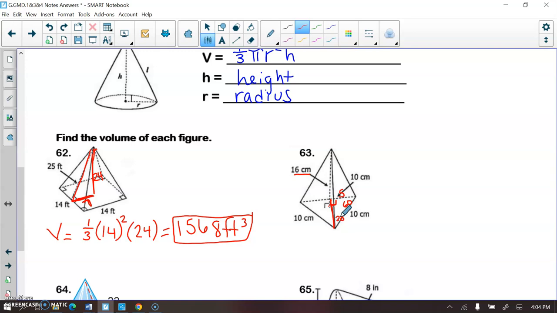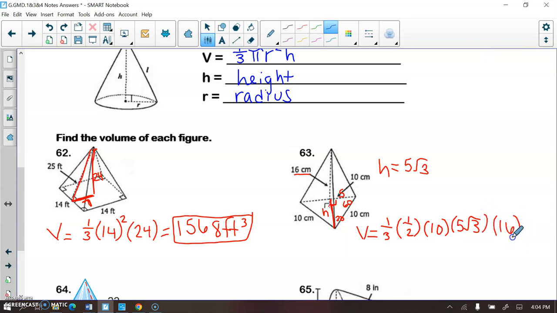So we have the side across from the 30-degree angle. I need the side that's across from my 60-degree angle. And so I would end up multiplying the 5 by √3. That's the height of my triangle. So the volume is going to be 1/3 the area of my base, which is 1/2 the base of the triangle, which is 10, times the height of the triangle, which I just found to be 5√3, times the height of my pyramid, which is 16.